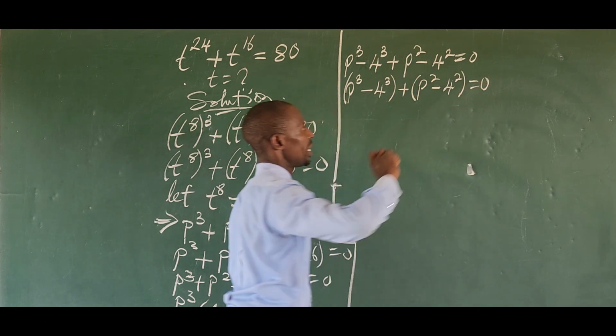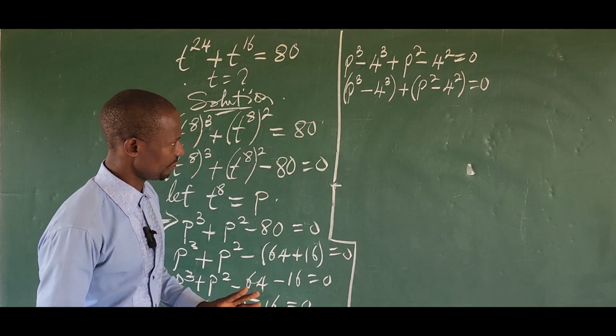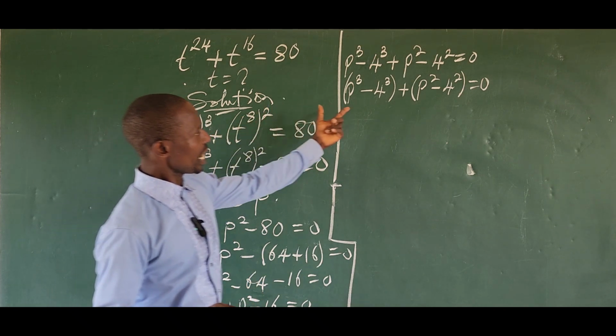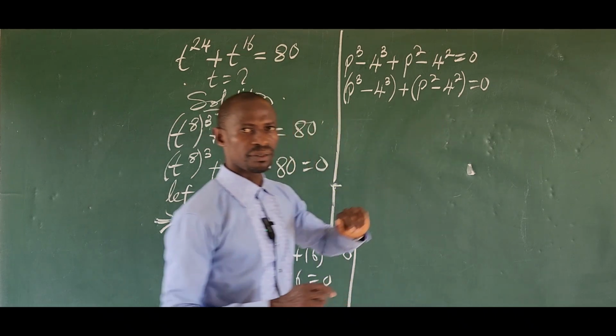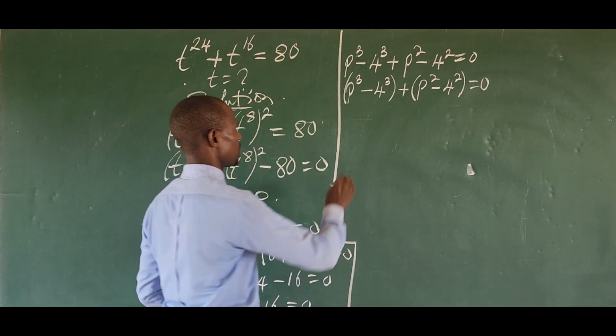Now let's look carefully here. This is what we call the difference of two cubes, and this is what we call the difference of two squares. What does the difference of two cubes say?